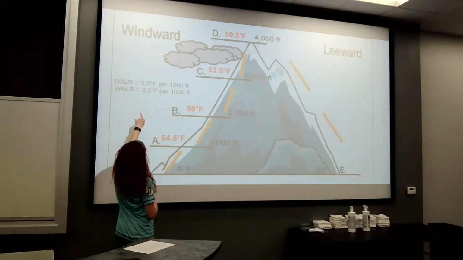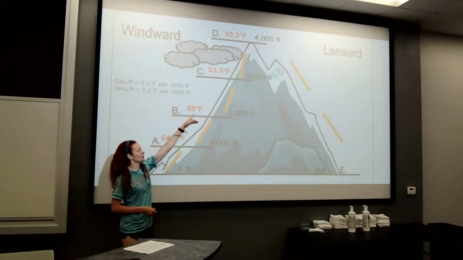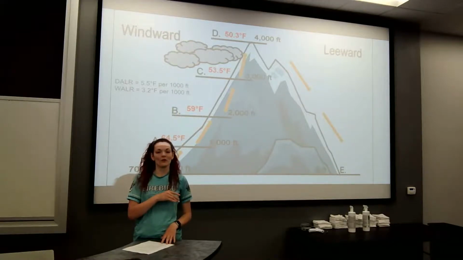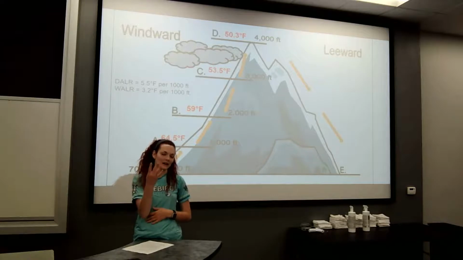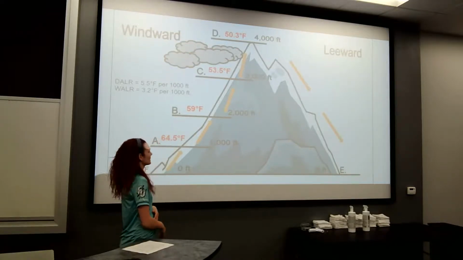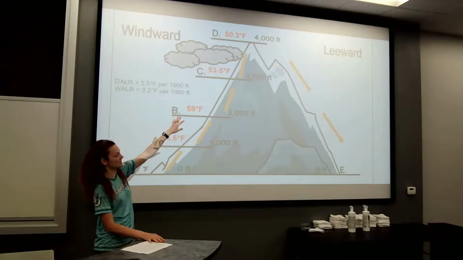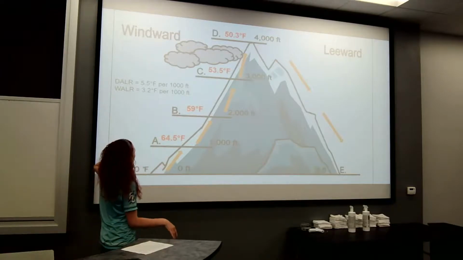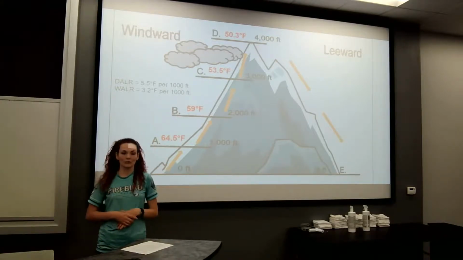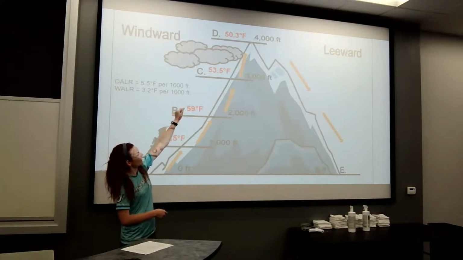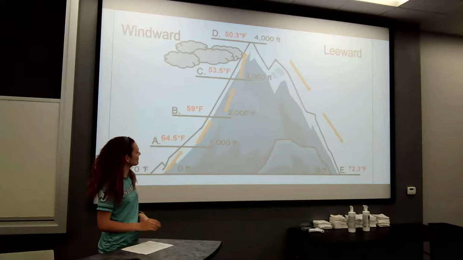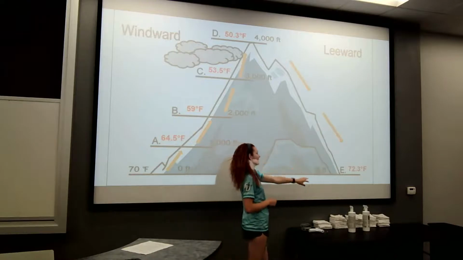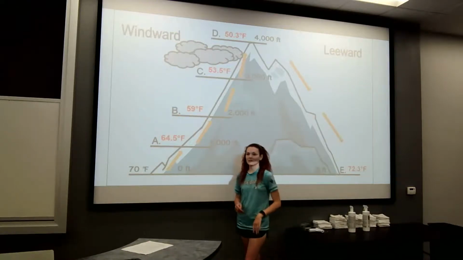Because remember, our rate is for every 1,000 feet, but we need to go 4,000 feet. So you can, like I said, add it 4 times, or you can just multiply 5.5 times 4 and add that. So what I like to do, instead of adding 5.5 4 different times as you go down, I just multiply. So 5.5 times 4 is 22 degrees. And so I add that to my temperature at the top of the mountain, and that gives me 72.3. So it's 50.3 degrees at the top of the mountain, and then back down on the ground, it's 72.3.